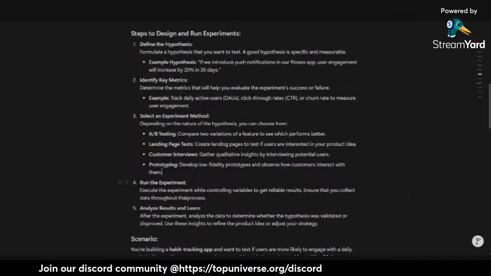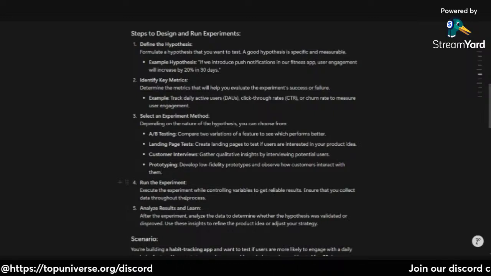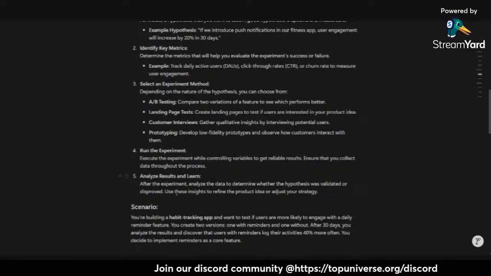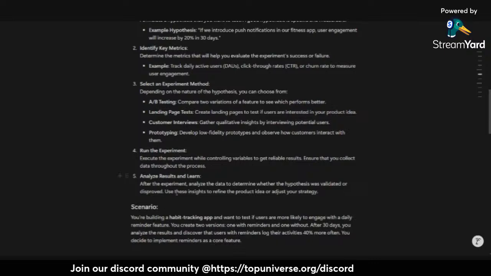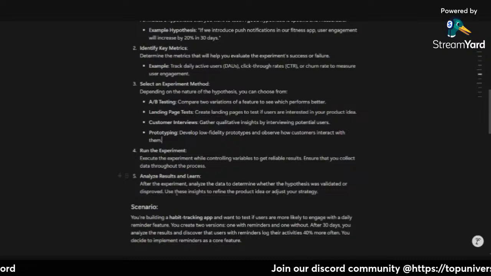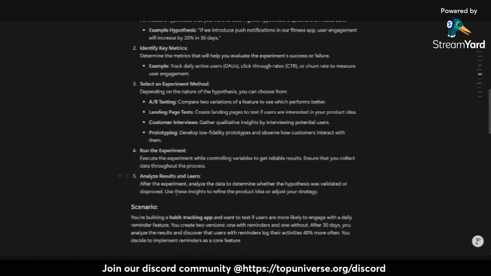So the next thing here will be to run the experiment. So you have to execute the experiment while controlling variables to get reliable results. You have to ensure that you collect data throughout the process, and finally you have to analyze the result and learn from your analysis. So after the experiment, you have to analyze the data to determine whether the hypothesis was validated or disproved, and then you have to use the insights that you've gathered from the experiment to refine the product idea or adjust your strategy if need be.